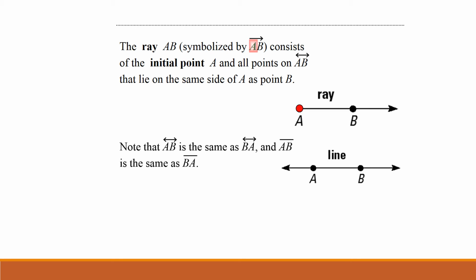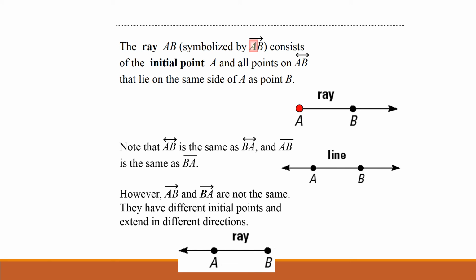Now remember, line AB can also be read as BA, and line segment AB can also be read as BA. However, a ray cannot, because now if we change it and we look at ray BA, notice the arrow symbol is still on top, but the initial point now is B. That's telling me which direction it is. So those are not the same. Ray AB and ray BA are different. Again, the arrow is still going the same direction, but it's saying I'm starting at B and going in a different direction.